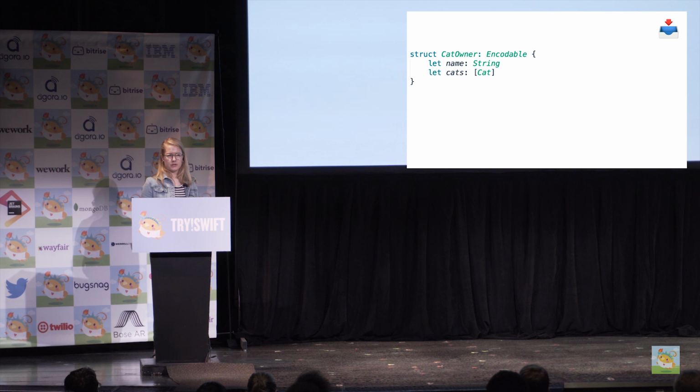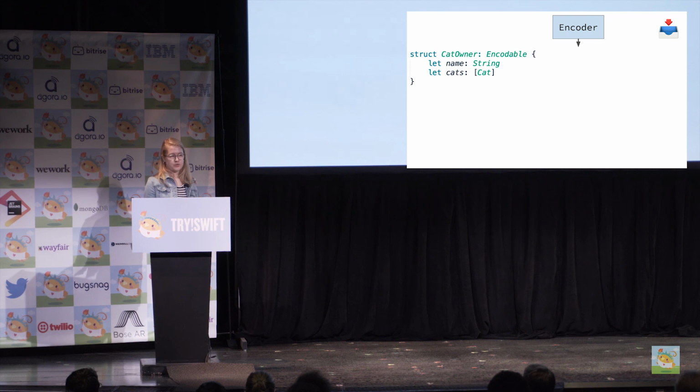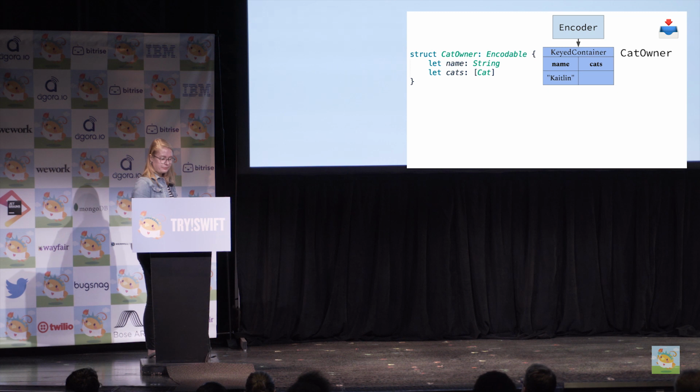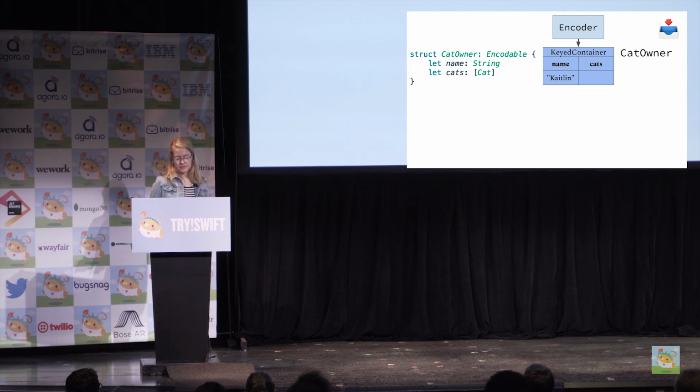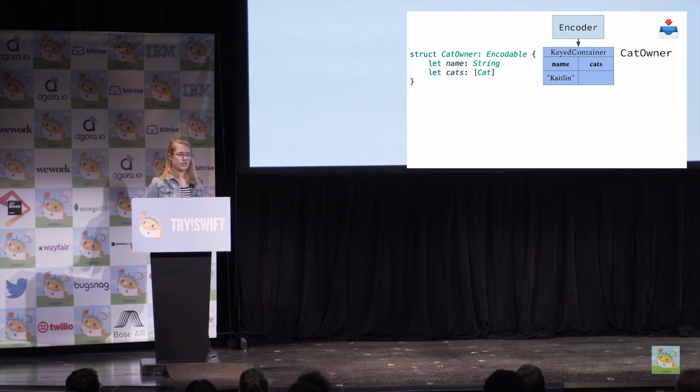So how does that happen in terms of code and containers? We start off with the encoder, and then at the top level, we've got these 2 named properties again. So we'd probably want a keyed container. And in the name slot, we'd put Kaitlin. And then in cats, we want to store more than 1 value, right? We actually need to store this sequence of values. But this is just a spot for 1 value, right?